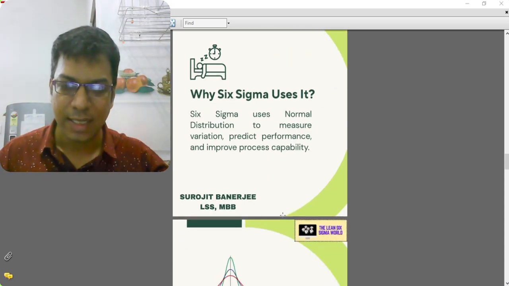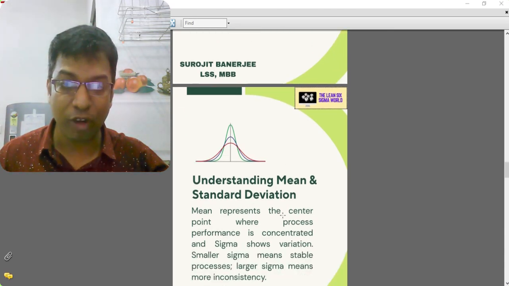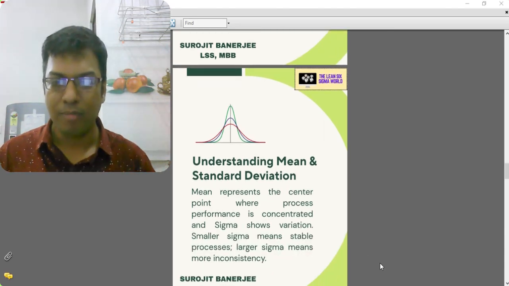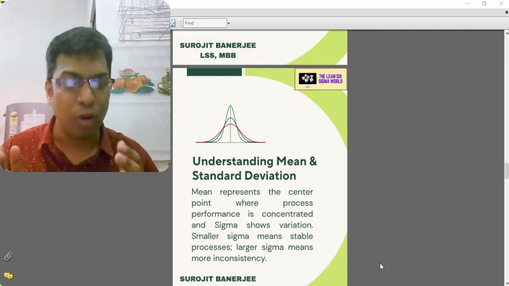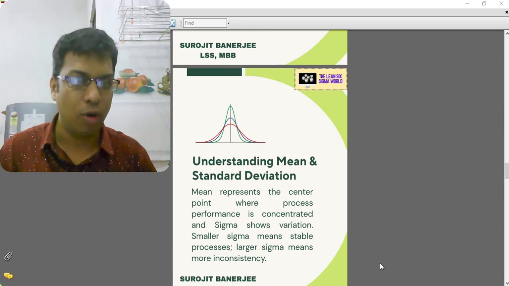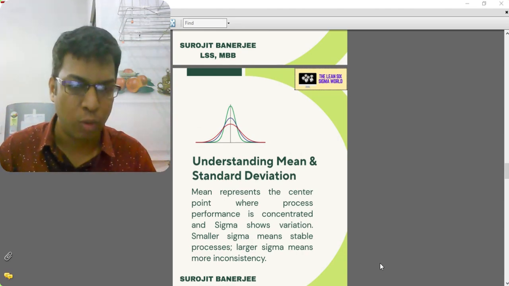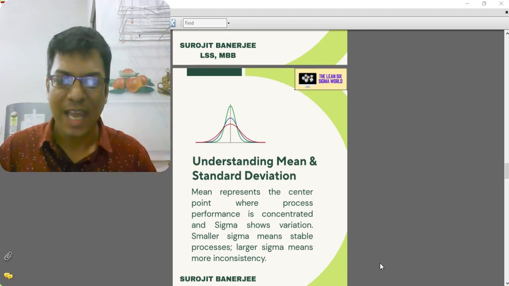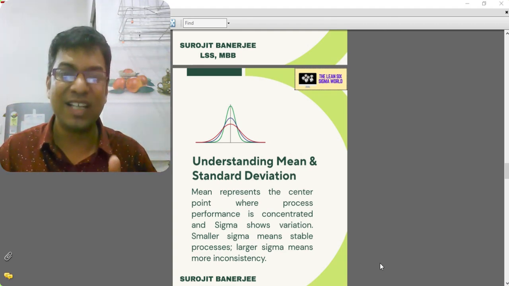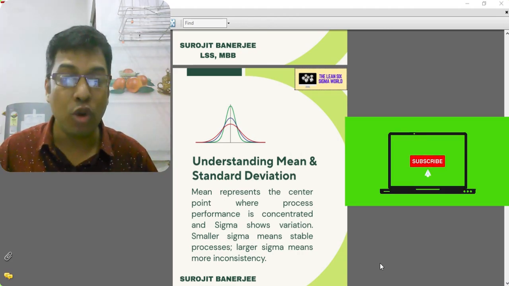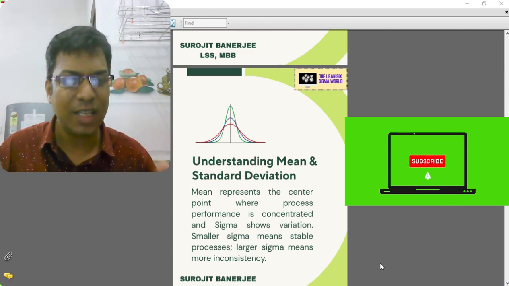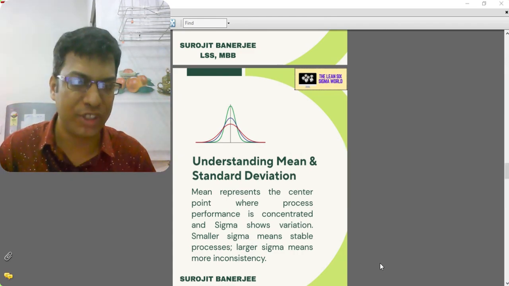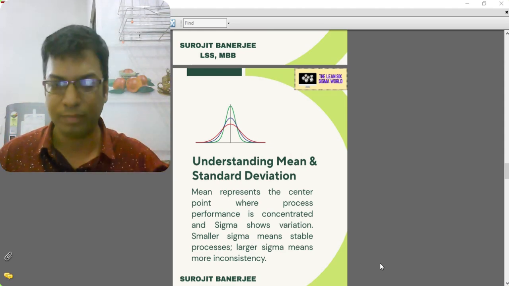Now we need to understand the fundamentals of mean and standard deviation. Mean represents the center point where the process performance is concentrated. Mean is the average of the data set where the maximum data points are concentrated and fewer data points are at the extremes. And sigma is basically the standard deviation. A higher sigma means the process is more inconsistent and unstable, and the variation is more. A smaller sigma represents that the variation is less, an almost stable process. So that is understood by the standard deviation.